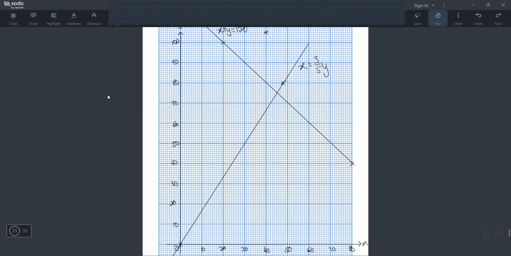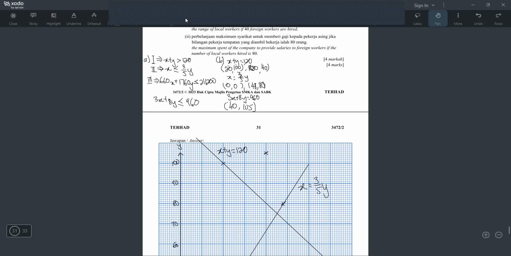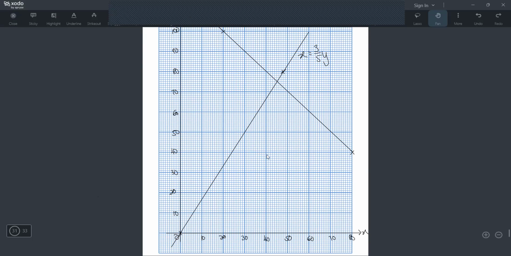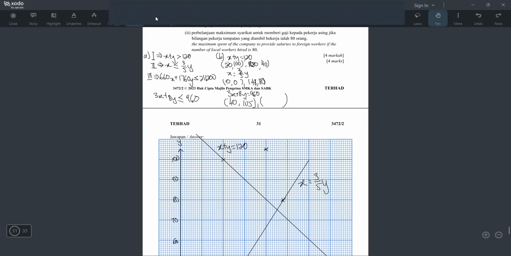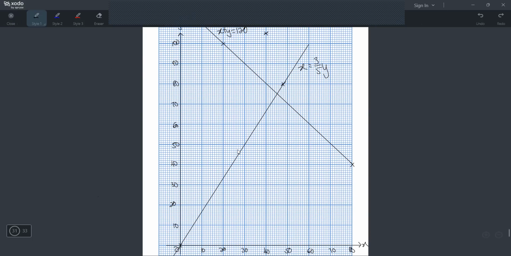Okay, now I need one more point. So what can I find? Okay, I used 40, 105 just now. Maybe I can use 80, maybe? Let's try with 80. Tengok boleh ke tak? So if x is 80, what is 80 times 3? 240. And then 960 minus answer and then divide 8. Oh, I get 90. So this is also not bad. 80, 90. Yep, you can plot this easily. 80, 90 is just here, right?